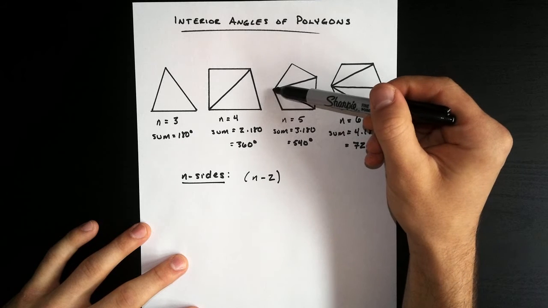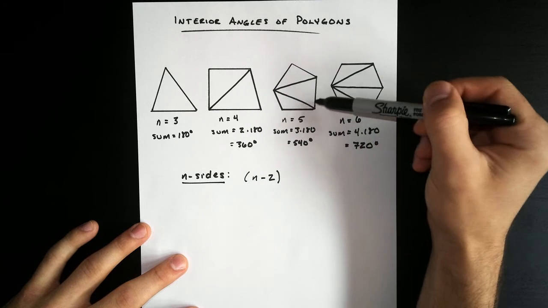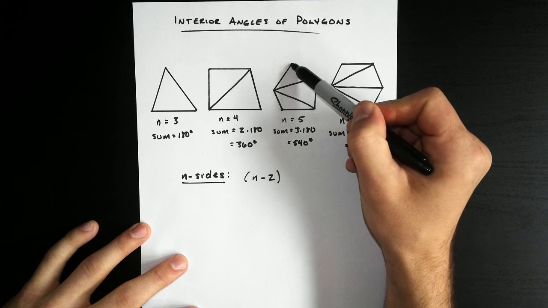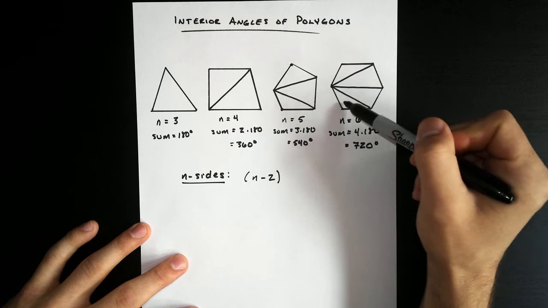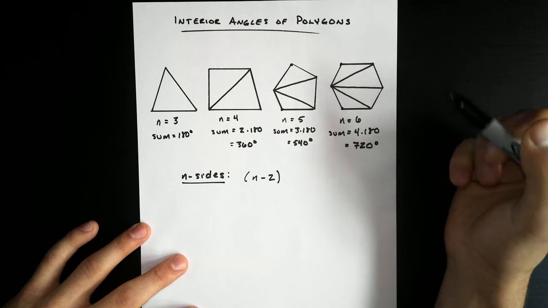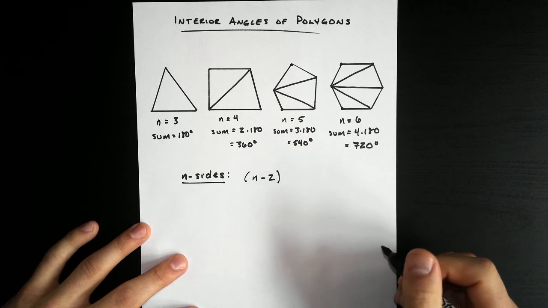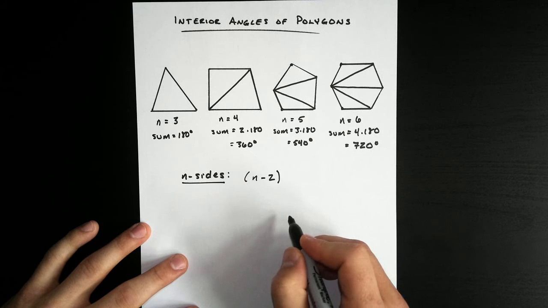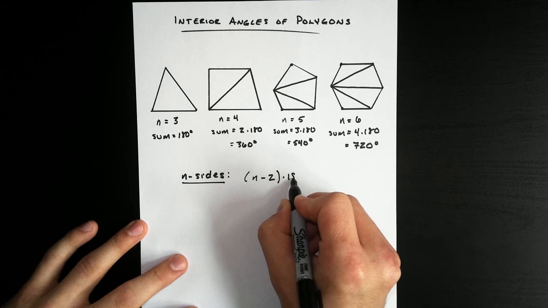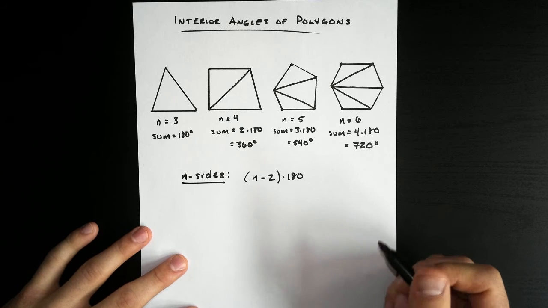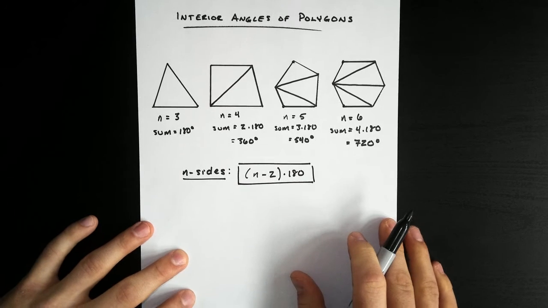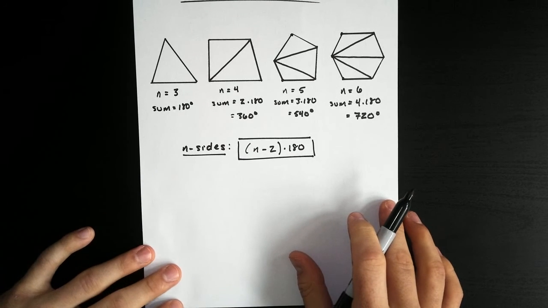The reason that happens is because here we have 5 vertices, for example. I can't draw in a diagonal to these 2 adjacent vertices. Over here in this hexagon, same idea. I can't draw a diagonal to these 2 adjacent ones. So that means we have 2 less than the number of sides. That gives us the number of triangles. So n minus 2, that gives us the number of triangles. Each one of those has a sum of 180. So this gives us a nice shortcut to find the sum of the interior angles.